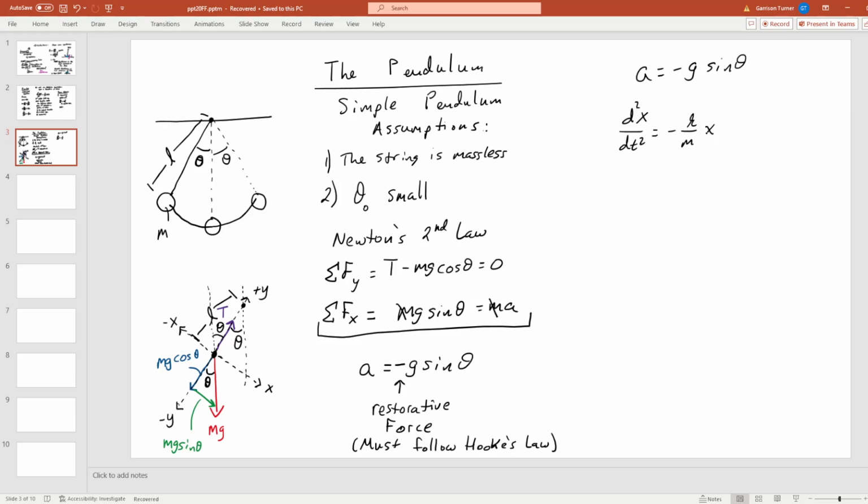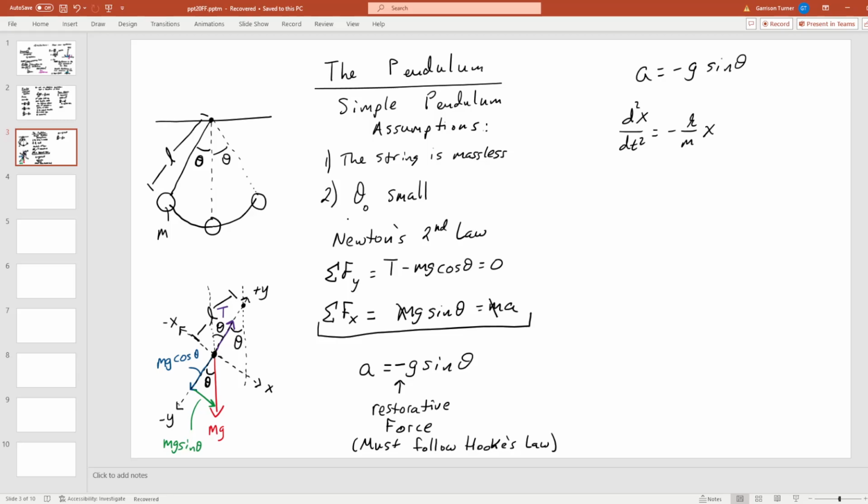Okay, so we want to transform our equation a equals negative g sine theta into an equation of the form the second derivative of our function with respect to time equals a negative sign with some constants times our function. Well, we're already on our way, right? We've already got a negative sign. We've already got g as a constant, but now we have to decide what we want.